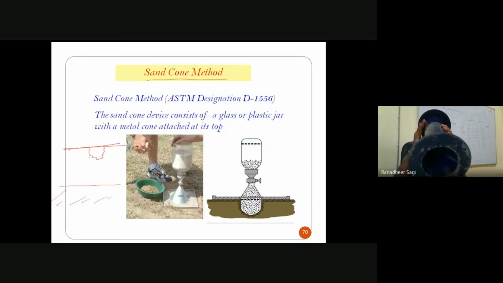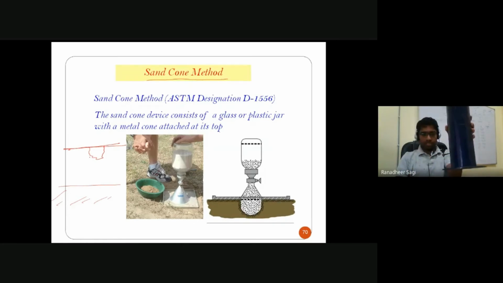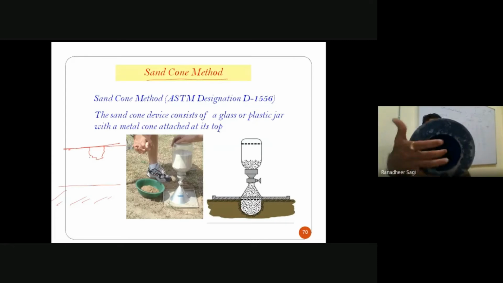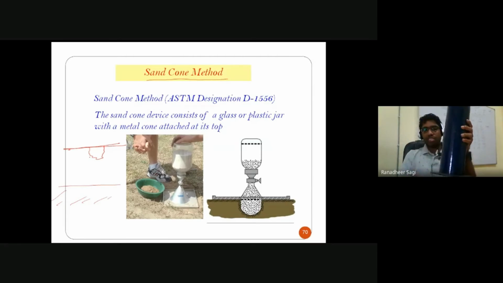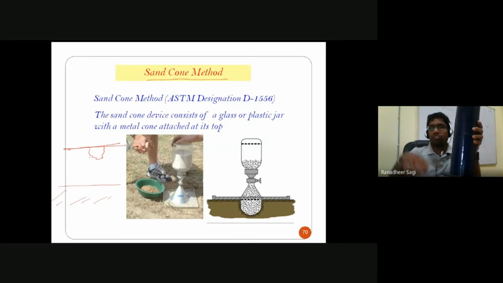You can see an opening available at the bottom. If I open this lid, what I could see is the hole at the bottom of this cylindrical mold getting opened. Then once the hole is opened, the sand which is filled inside this mold will freely start flowing into that particular opening which you have created by digging the soil.